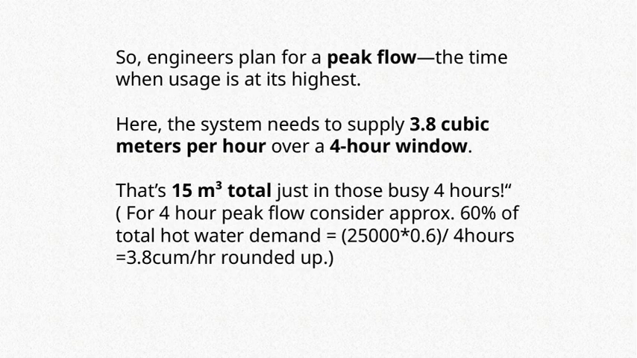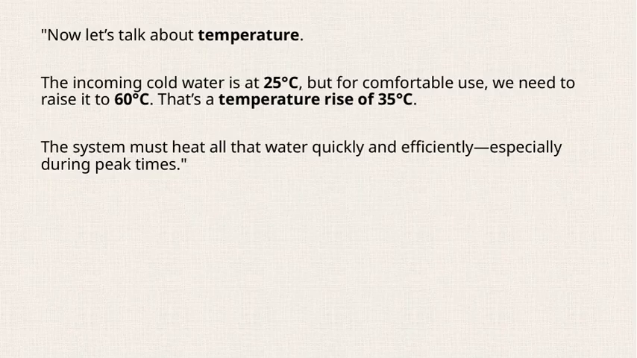We arrive at this figure by taking the total daily hot water demand, which is 25,000 liters, multiplying that by 0.6 to focus on the peak period, and then dividing by 4 hours. This helps us ensure that our system can handle the maximum expected load, keeping everything running smoothly even during the busiest times. Understanding this peak flow is crucial for designing an efficient and reliable system that meets demand without over or undersizing.